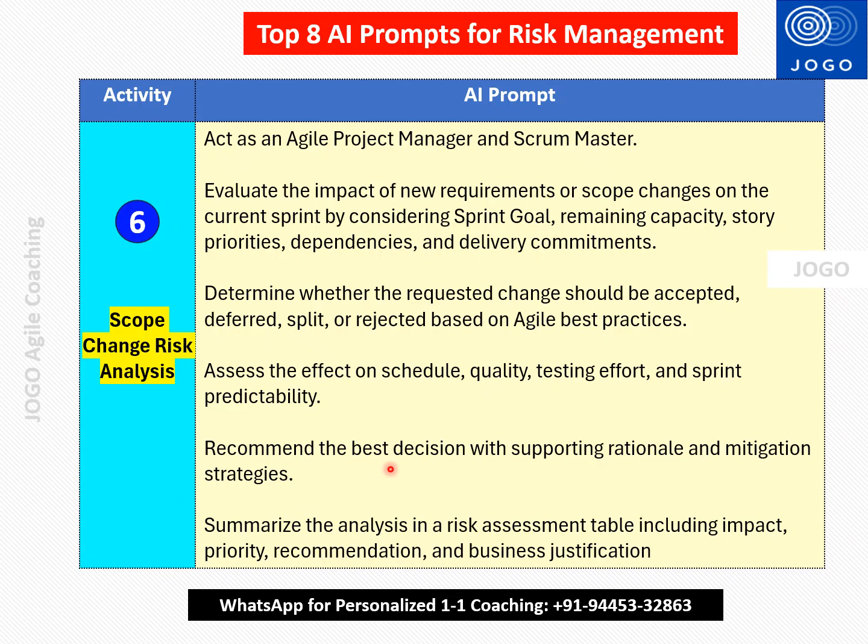Recommend the best decision with supporting rationale and mitigation strategy. So if we have multiple options, accepted, deferred, split or rejected, AI will give the best decision with the supporting data, so that we can use it or present it to the stakeholders and decide the best one. And the last ask is to summarize the analysis in a risk assessment table, including impact, priority, recommendation, and business justification. So we will get the report summary that we can use for the discussion to take a decision.